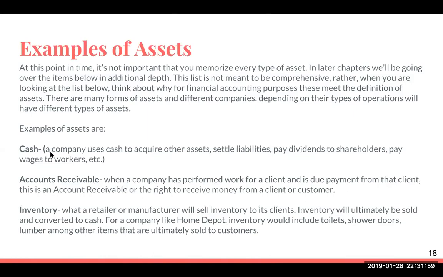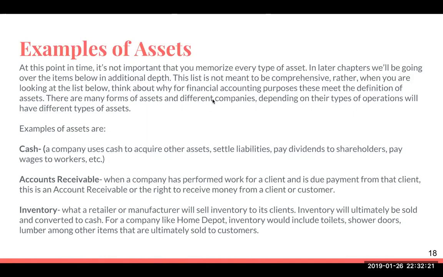So you've got cash. A company is using cash to acquire other assets, settle liabilities, pay dividends to shareholders, or pay wages to workers. It's cash. It's a medium of transaction. Cash is an asset because we can use it to buy other assets, or we can use it to pay wages. And we'll get into that a little bit later.